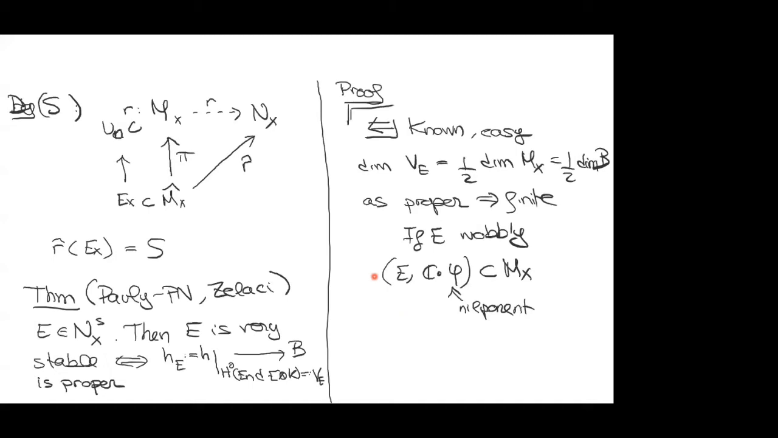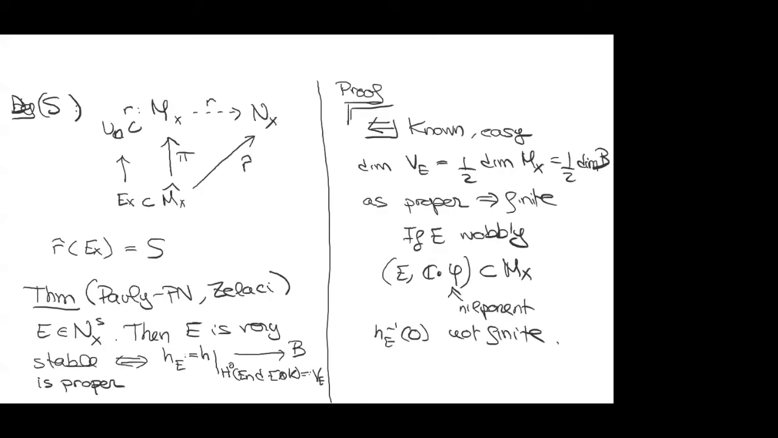Because there are no automorphisms taking any element of this line to one another, and therefore they give different points in the moduli space. This is not true, as we saw in the counterexample, for strictly semi-stable guys. Right, so there's a line over the Hitchin base, right? So H_E minus 0 is not finite. So this contradicts properness.